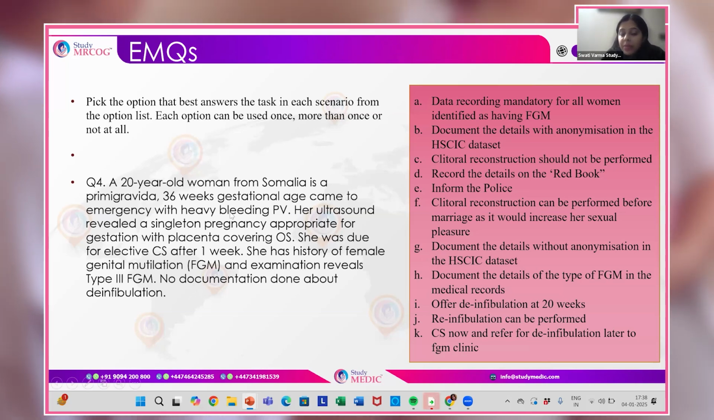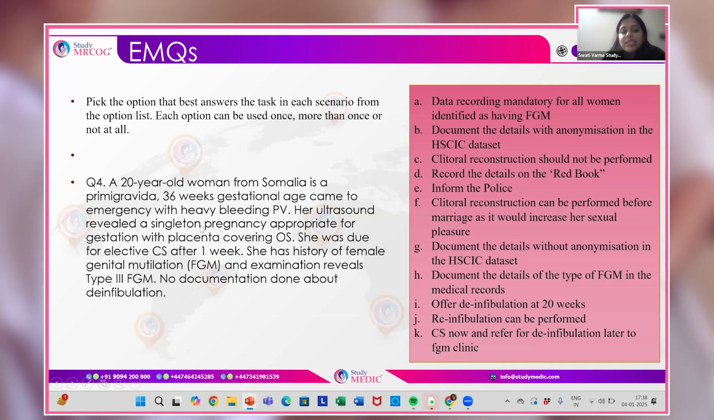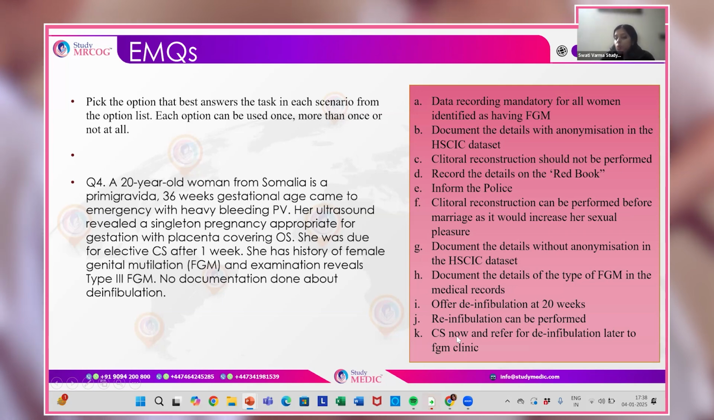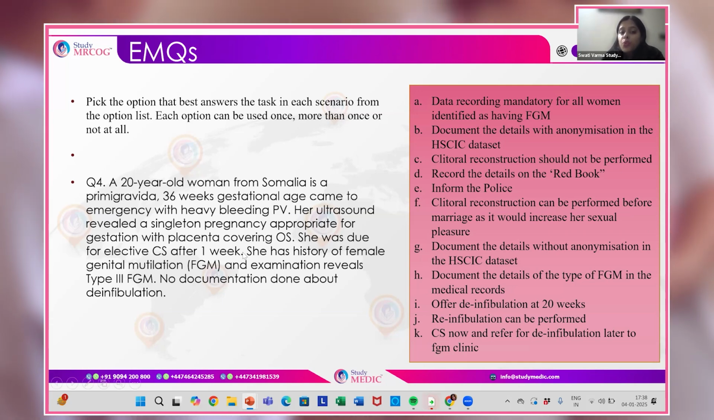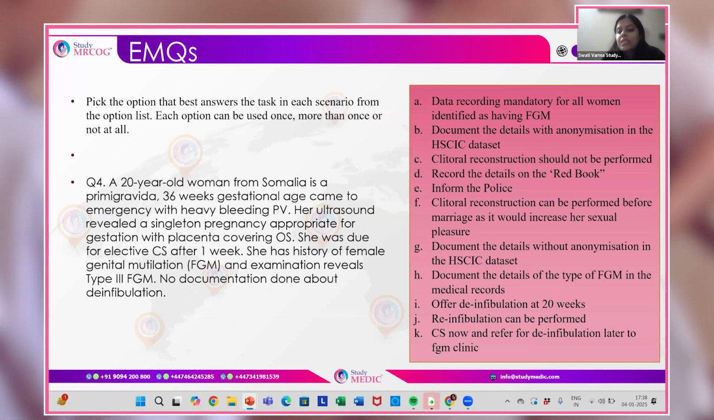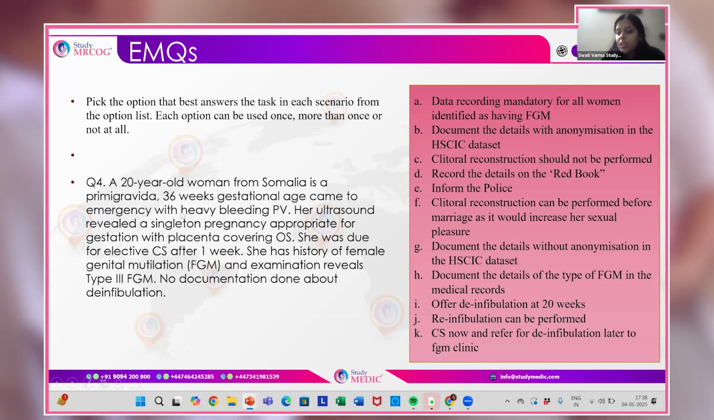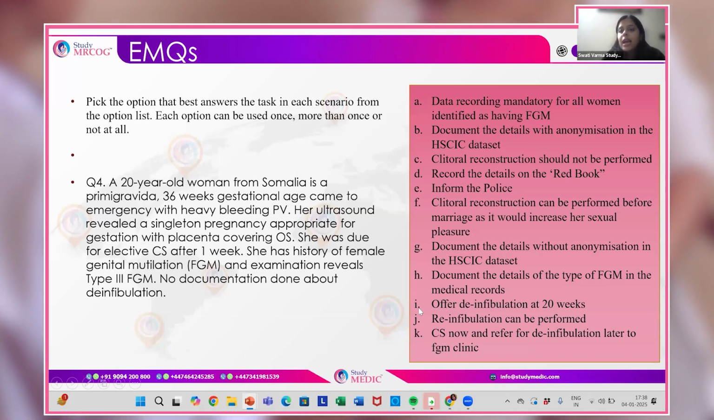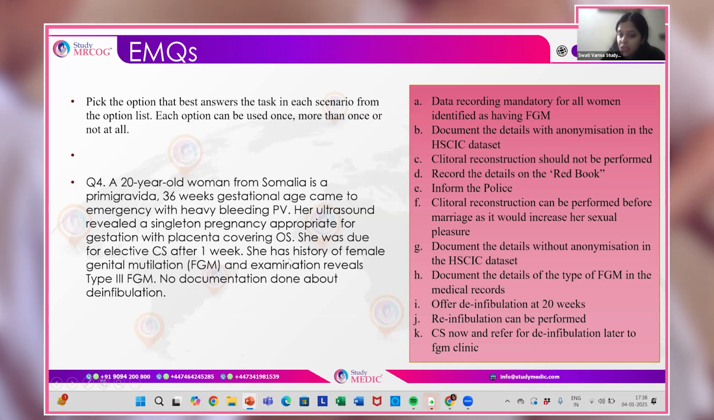So now what is to be done? Right now she is having heavy bleeding, so her urgent management needs to be done first. So we will look for any option which says cesarean section, which is here. Now she has got two options. If she comes to you in a setting at daytime where a consultant or an obstetrician who is well versed in deinfibulation, who has been performing deinfibulation, is there with you, then you can perform cesarean section and peripartum deinfibulation can be done. Deinfibulation can be done immediately after C-section also.